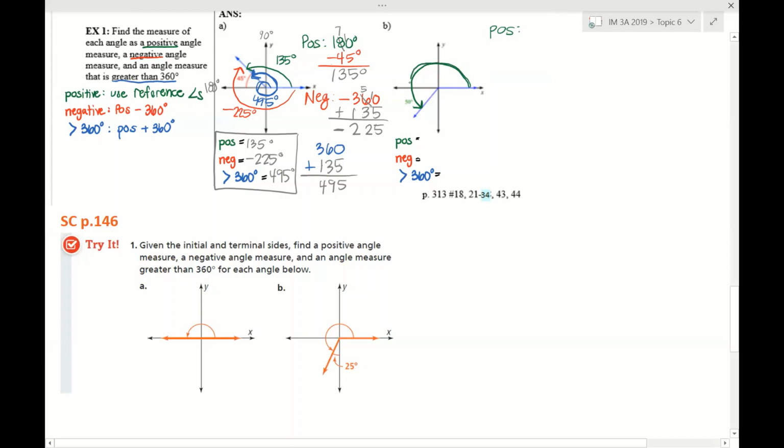Plus another 90, this would be 180. And then they're telling me that this is 50. So I'm doing 180 degrees plus 50 degrees, and that'll give me my positive angle. So 0 plus 0 is 0. 8 plus 5 is 13, and then 1 plus 1 is 2. So that means that this angle represents a 230 degree angle.